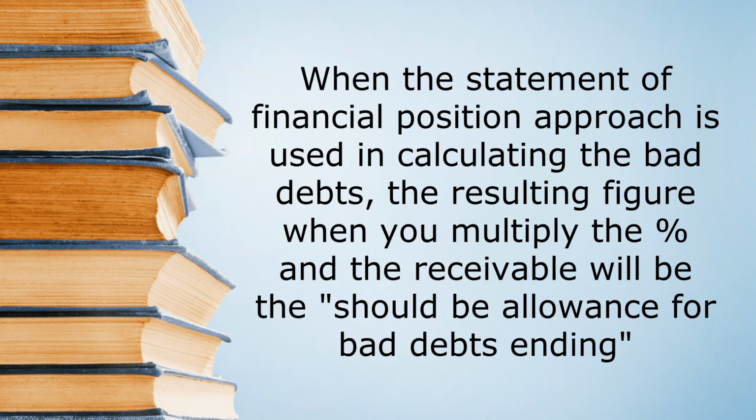To recap the first and second requirement, if you notice that both of them use the accounts receivable, or what we call the financial position approach, when this method is used in estimating the bad debt expense, then the resulting figure will be the required allowance, meaning the allowance for bad debts ending, the figure that should be shown in the balance sheet.